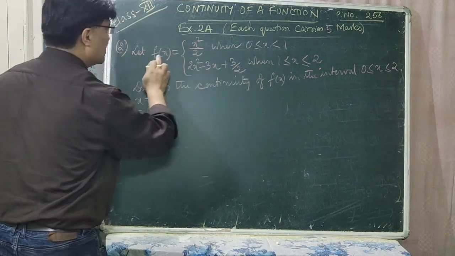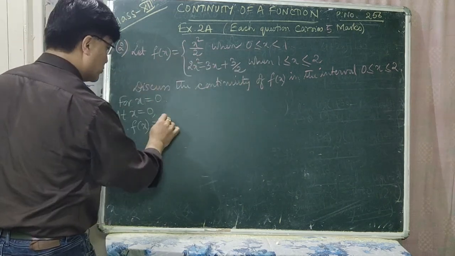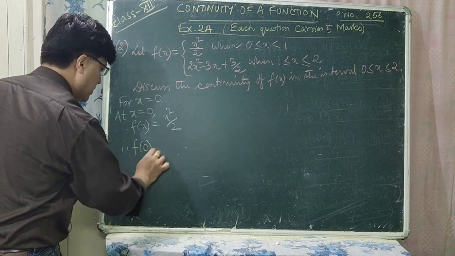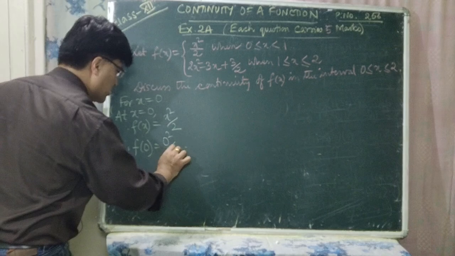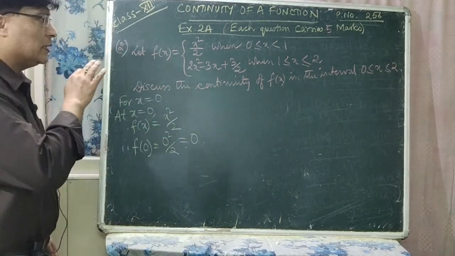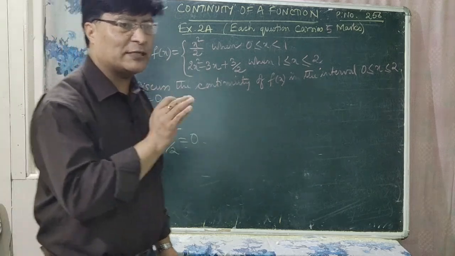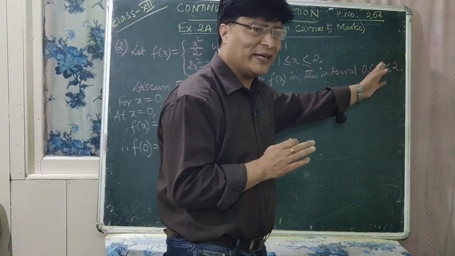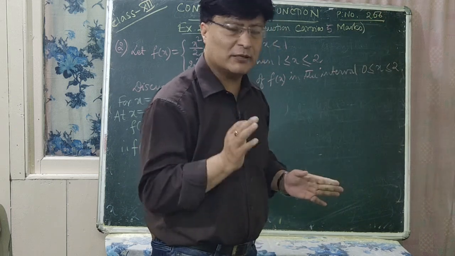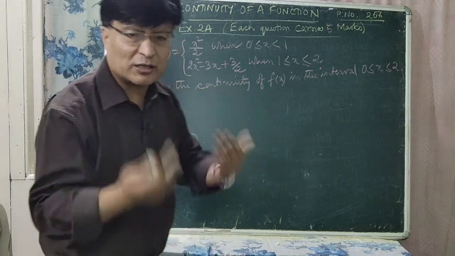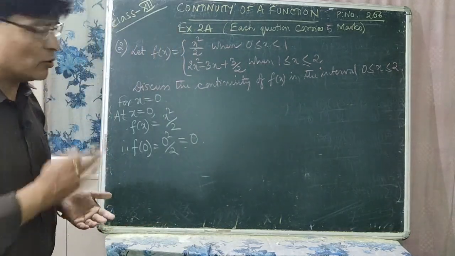When x is equal to 0, what is the value for f of x? It is x square by 2. Right? So let us put f of 0 is equal to 0 square by 2, which is equal to 0, because 0 by 2 is always 0. Now no need of getting limit x tends to 0 minus, because you have to check the continuity when x greater than 0 but not x less than 0. Okay.